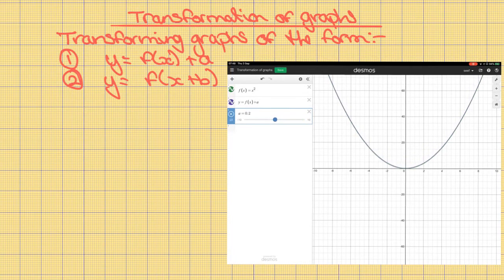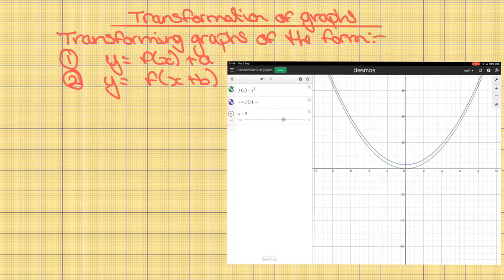If we make a negative, the new graph transforms below the original, and when a is minus 10, the vertex is at 0, minus 10. So when a is minus 5.8, the vertex is at 0, minus 5.8. When a is 3, the vertex is at 0, 3.